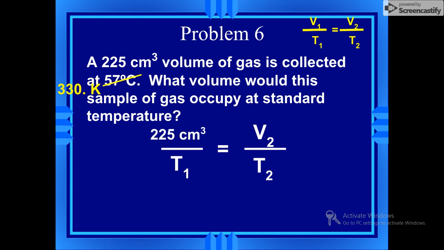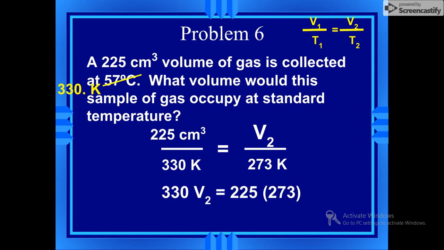We have our V1 is 225 centimeters cubed. Our T1, as I just said, is 330 Kelvin. And our T2 is going to be 273 Kelvin, because that is standard temperature. Remember, standard temperature is 0 degrees Celsius or 273 Kelvin. So solving for V2, this is how your equation should be rearranged.